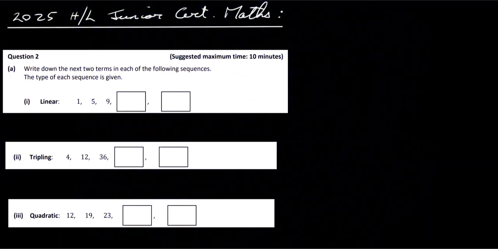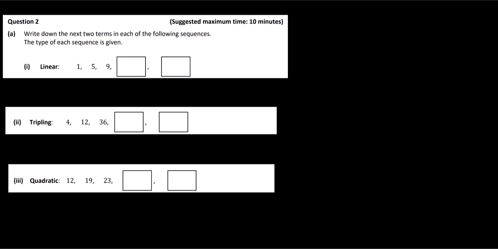Okay, so this is question 2 from the 2025 Higher Level Junior Cert Maths paper. This is part A. Write down the next two terms in each of the following sequences.